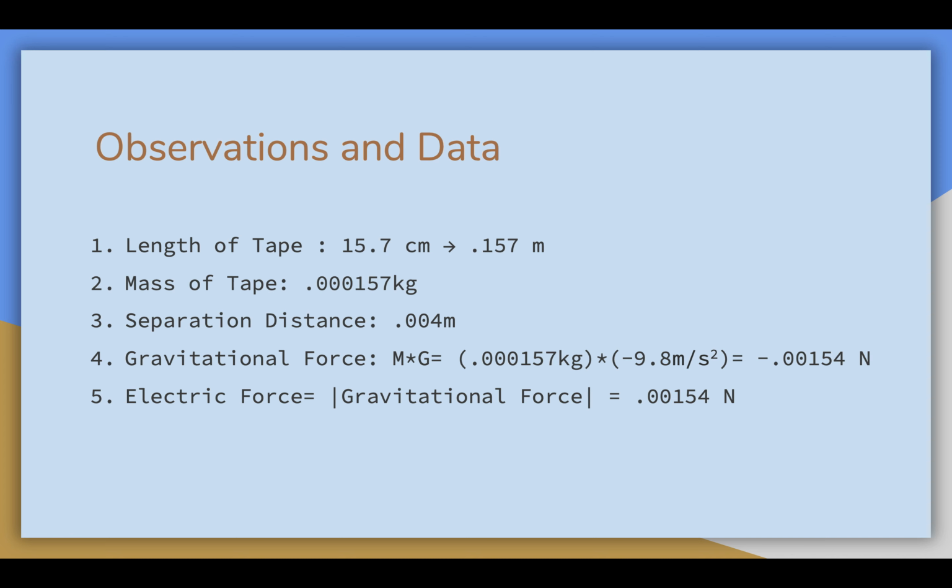Here you can see my observations and data. The length of tape, which is 0.157 meters, the mass of tape, which was 0.000157 kg, the separation distance, which was 0.004 meters, and the gravitational force, which was found by mass times gravity, and then the electric force, which was the absolute value of that. And I used the same values from my previous lab in order to incorporate into the code of this lab, and to determine the mass, we used the 1 gram over 1 meter conversion.